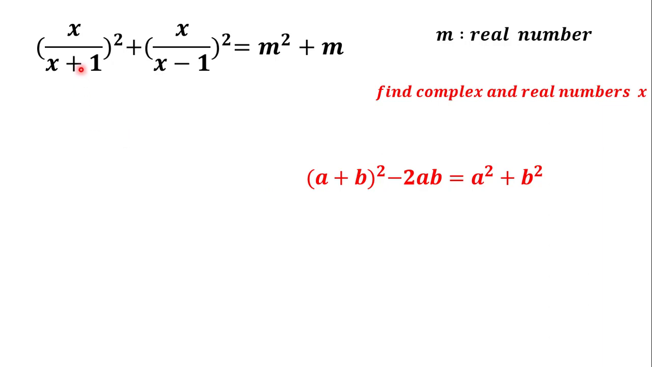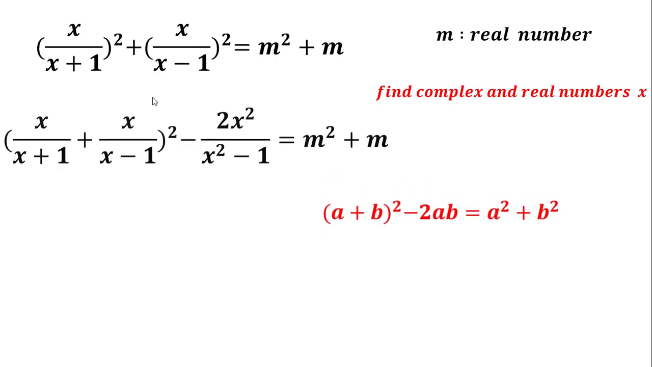So we can write (x over x plus 1) all squared plus (x over x minus 1) all squared as (x over x plus 1 plus x over x minus 1) all squared minus 2 times x over x plus 1 times x over x minus 1.